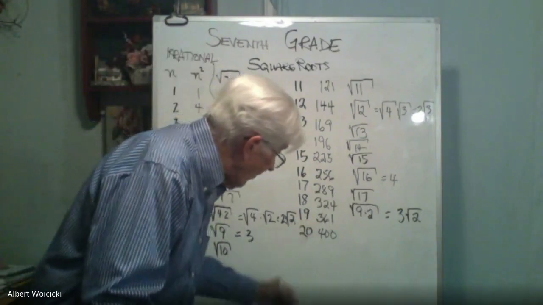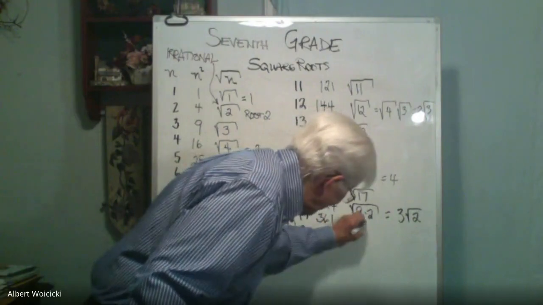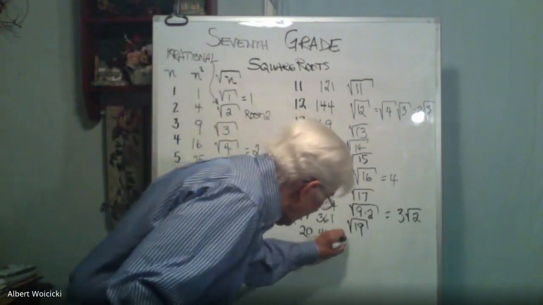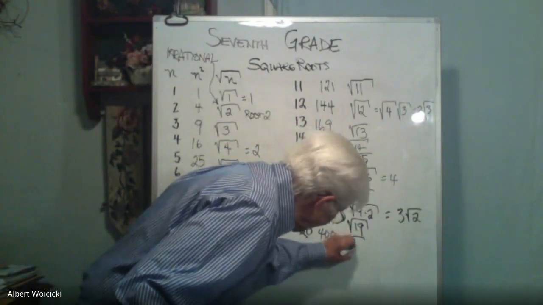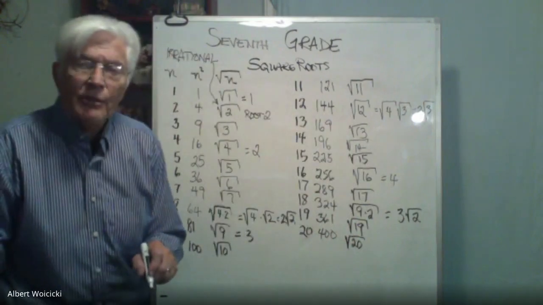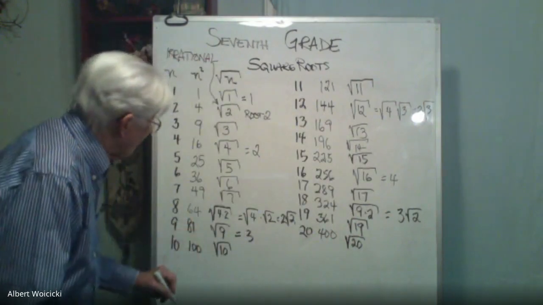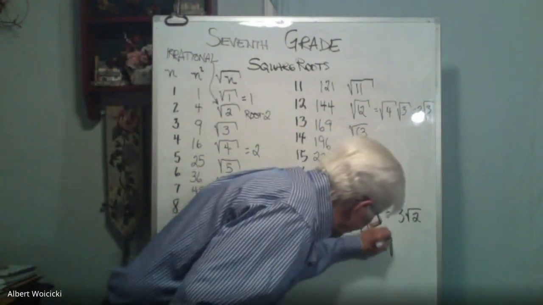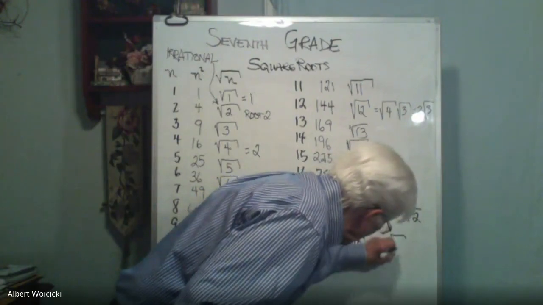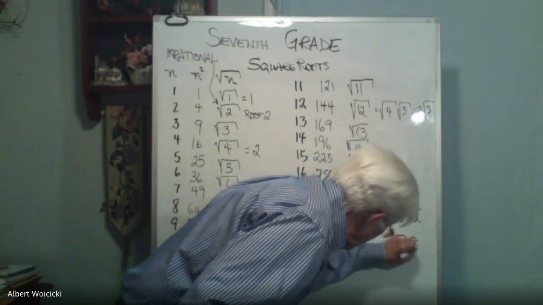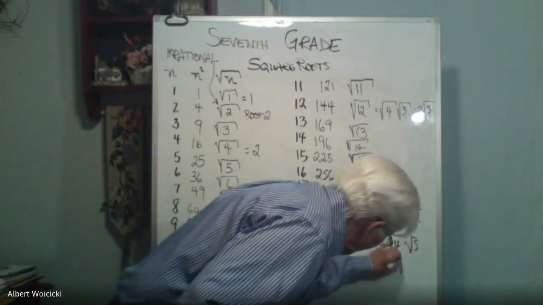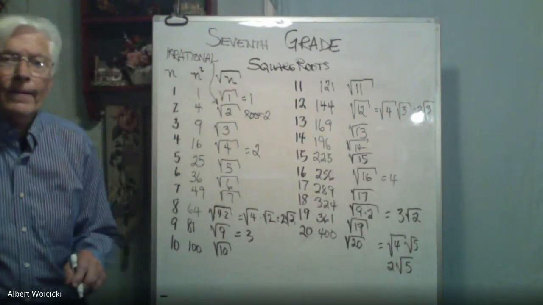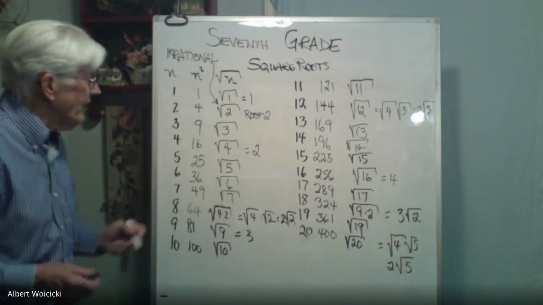Now, the square root of 19, of course, is a prime number. It has no help. And 20, the square root of 20. Is there a perfect square that exists inside 20 as a multiplier? Of course there is, 4 times 5. So we get the square root of 4 times the square root of 5. So we end up with 2 root 5.